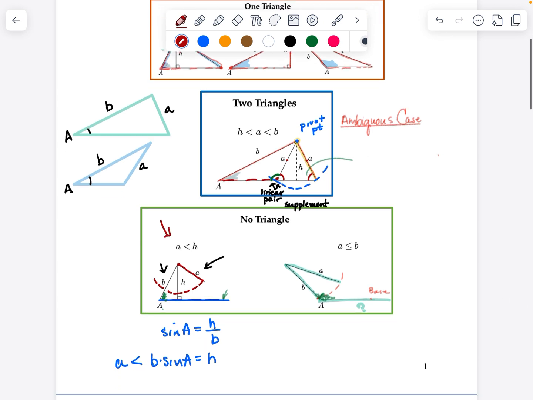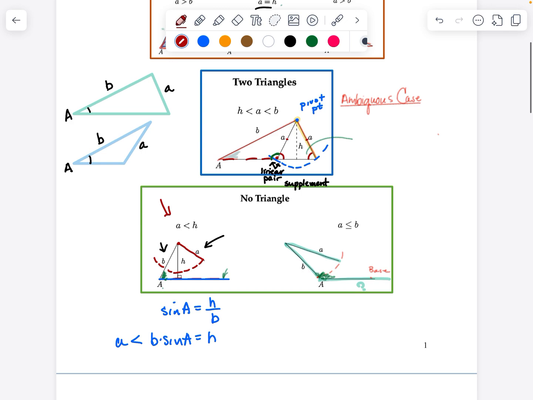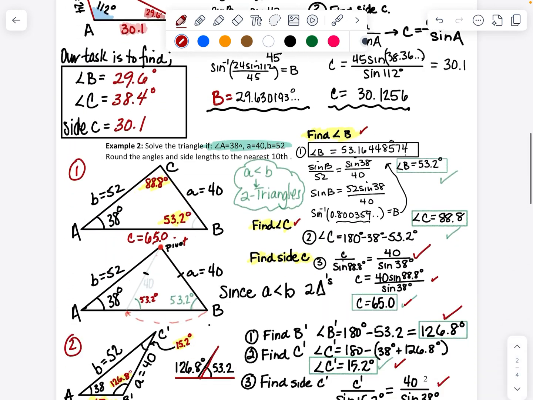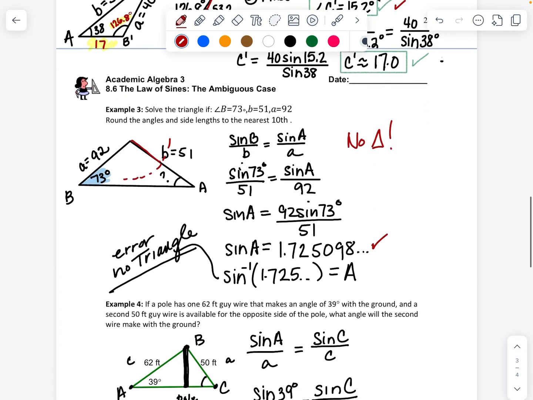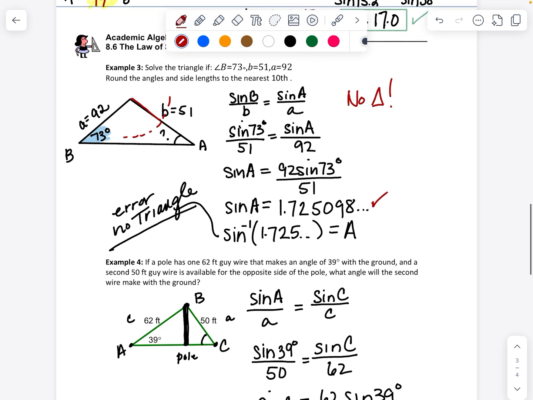So if A, the opposite side, is smaller than H, in that case it is. And we could find H, but it's going to be smaller. We get sine doesn't exist there. So no triangles for this one.